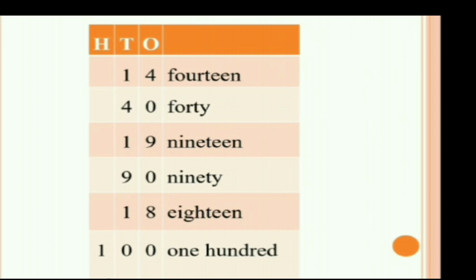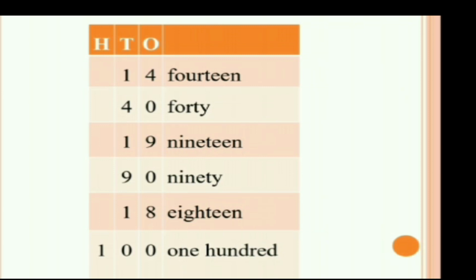Always remember, while writing the spellings of 19 and 90, we will write the full spelling of 9. It's NINETY, 90, and NINETEEN, 19. The next number is 18. Whenever we write the spelling of 18, we will use a single T. Its spelling is EIGHTEEN, 18.